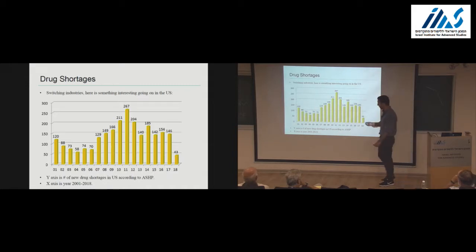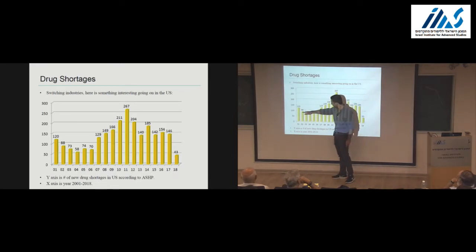A shortage here is defined through an industry association called the American Society of Health-System Pharmacists, the ASHP. These are the pharmacists who work at the hospitals and doctors' offices. If they call their drug suppliers and make an order, and the drug supplier says we don't have any, they report that to the ASHP. ASHP has some criterion where, if there are enough of those reports, they say this drug's in shortage. So this is a bar graph of shortages by year.